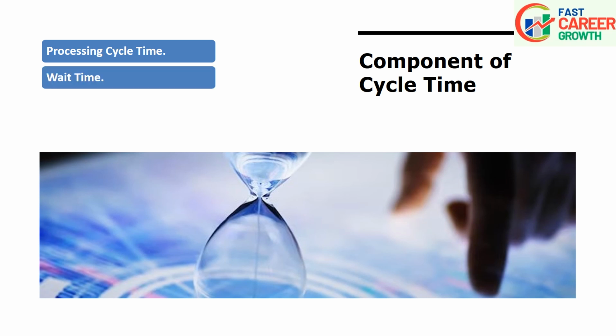production. Wait time. Wait time is the time a unit spends waiting between two consecutive process steps or workstations. This can be due to equipment downtime, resource unavailability, or other factors. Minimizing wait times is essential for streamlining operations and reducing idle periods.